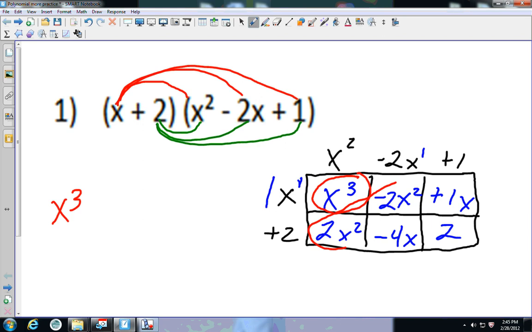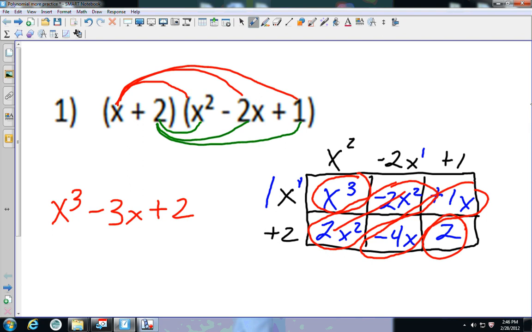Now look here, I've got my x squareds right here. 2x squared minus 2x squared, that makes 0. They cross each other out. And I get 1 minus 4x, and that's negative 3x. And then I have just the 2 plus 2.